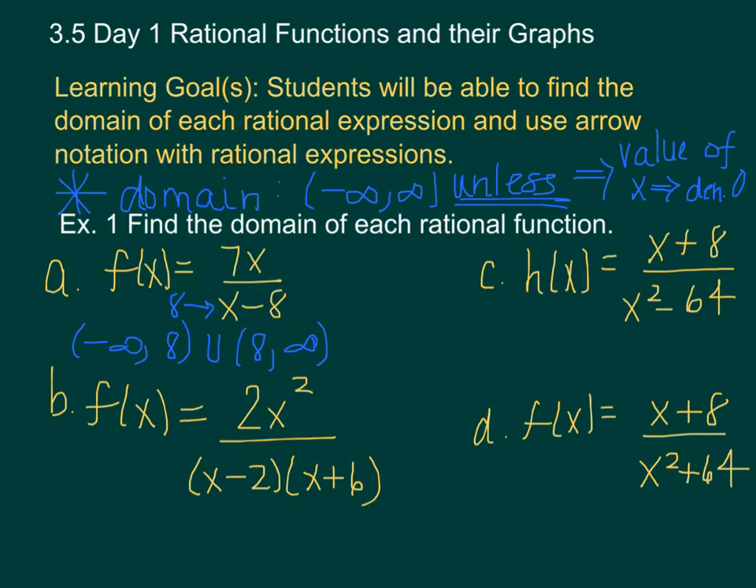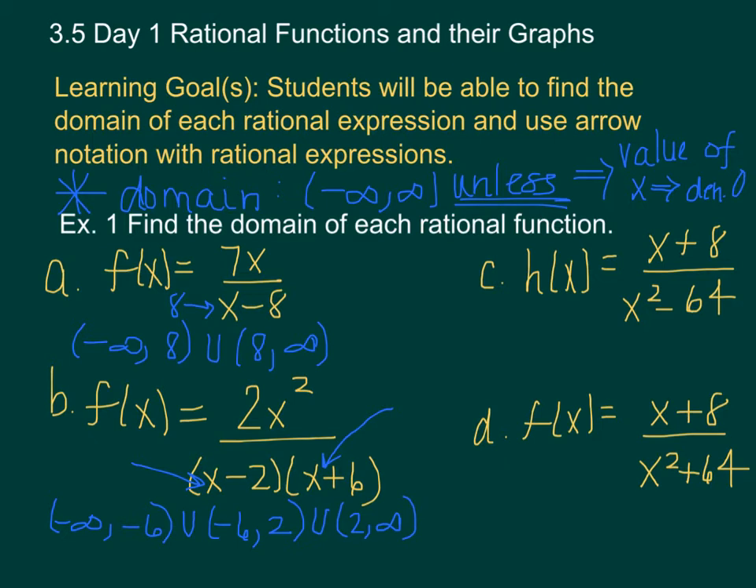So you've done this before. This is like review. B, is there a value of x that would make your denominator 0? Actually, there are two of them. 2 and negative 6. And when you do your domain, when there are two of them, you have to make sure you do smallest to largest. So negative infinity to negative 6, not including, union negative 6 to 2, not including, union 2 to infinity.